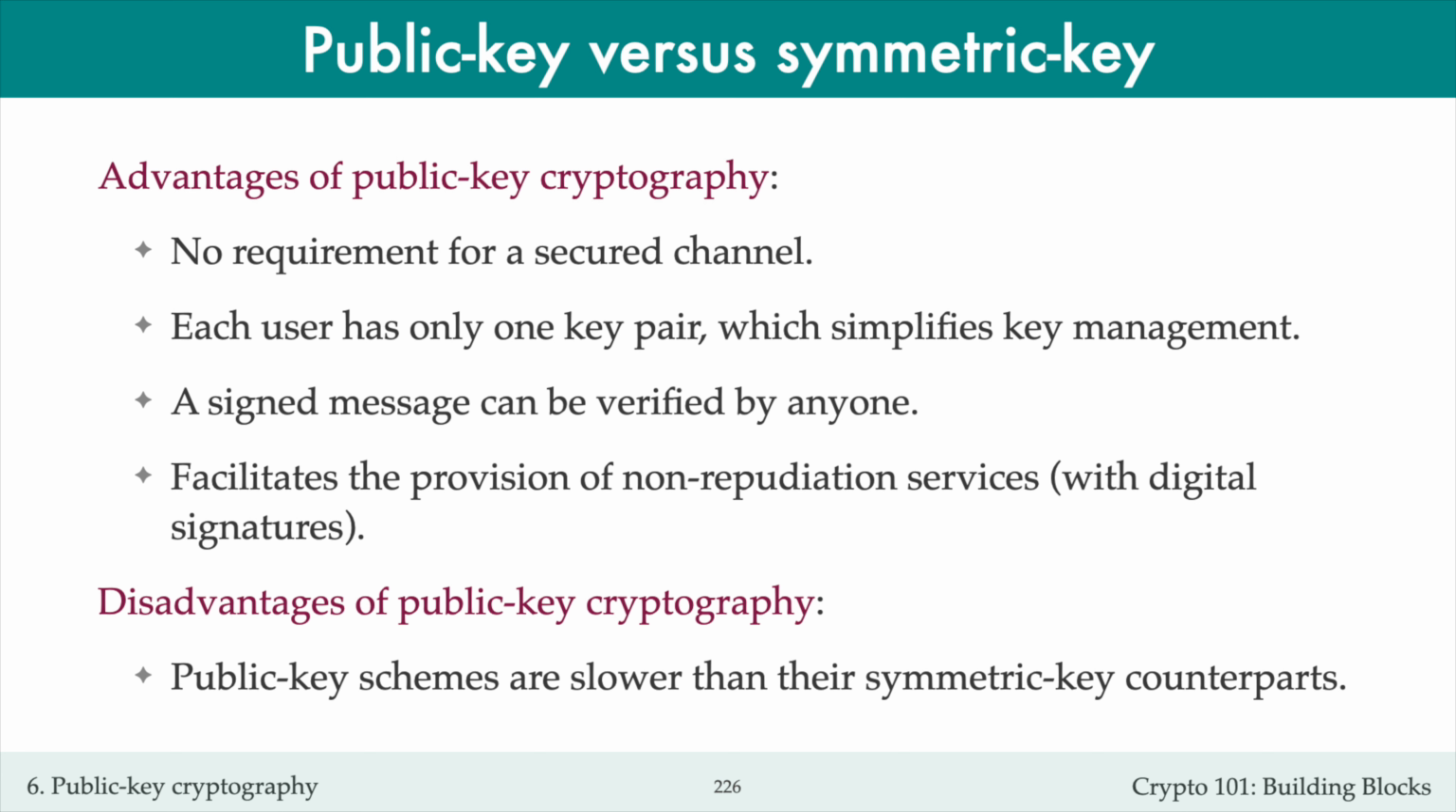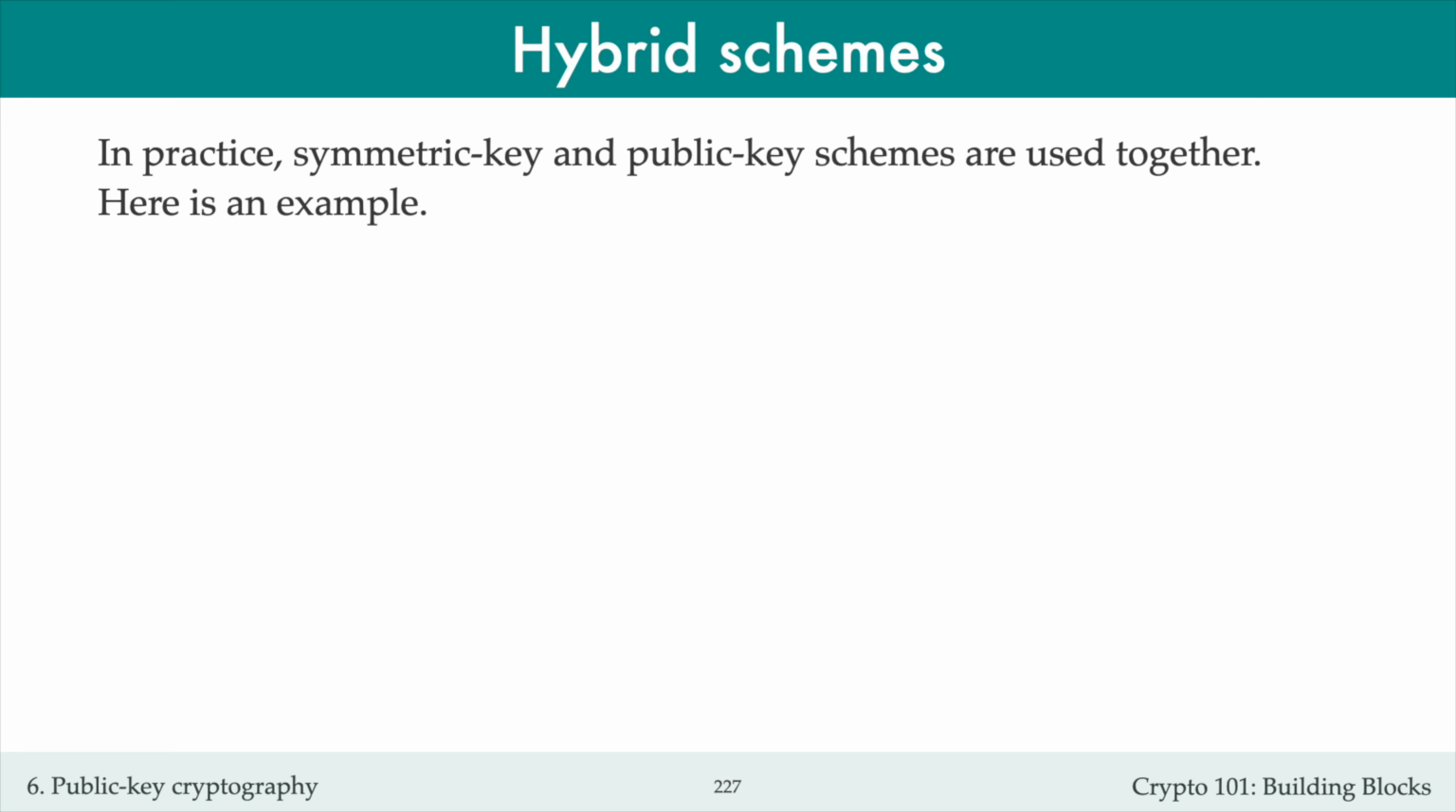Public key cryptography does have a major drawback. Namely, the schemes are much slower than their symmetric key counterparts. Hence, in practice, what is generally used are hybrid schemes. Here is one example of a hybrid scheme.